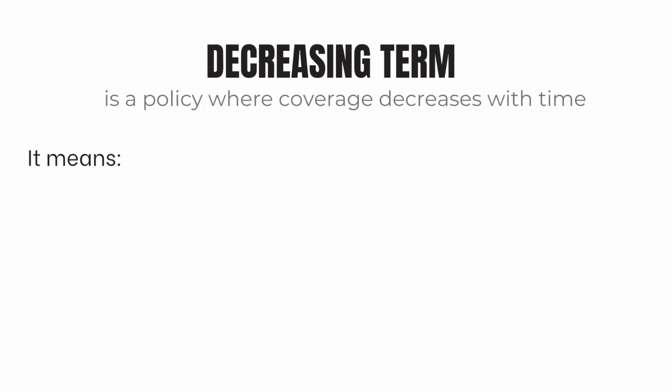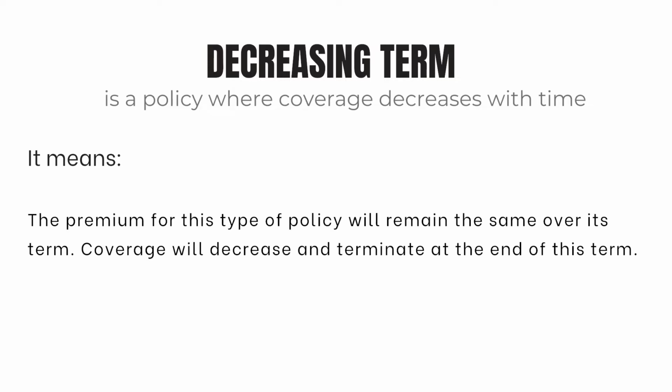Decreasing term is a policy where coverage decreases with time. Just like the traditional term policy, qualification is based on age, gender, health, and tobacco status. Premium for this type of policy will remain the same over its term, but coverage will decrease and terminate at the end of the term. This type of policy is designed for short-term needs, and the customer requires less coverage as time goes on.